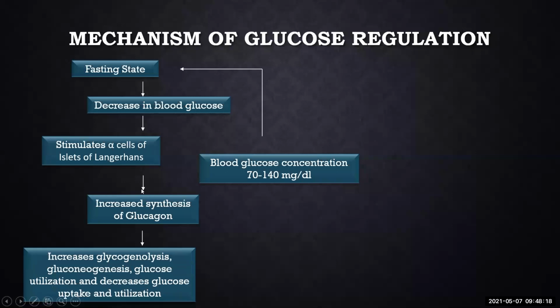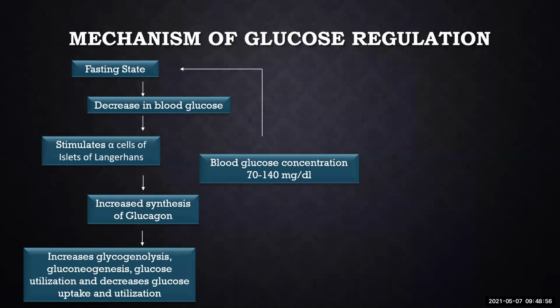So glucagon increases the blood glucose level by the following processes. It increases the breakdown of glycogen, called glycogenolysis. It produces glucose from non-carbohydrate sources, called gluconeogenesis. It decreases glucose utilization. Okay, it prevents utilization of glucose because the body requires blood glucose, and decreases glucose uptake by the cell. So make sure that blood glucose is circulating between 70 to 140.